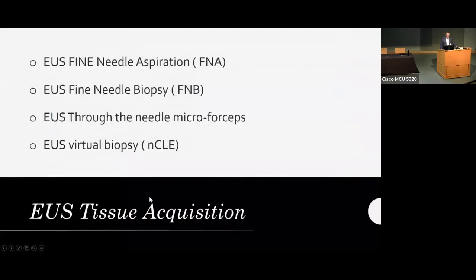So what are the techniques available to us now? We have the FNA, the standard one that we have been using for a long time in endoscopy and in other specialties too, like in thyroid, everybody uses FNA. But then we have the FNB, fine needle biopsy. That's a new revolution. And then through-the-needle microforceps, and I just added the virtual biopsies, the NCLE.